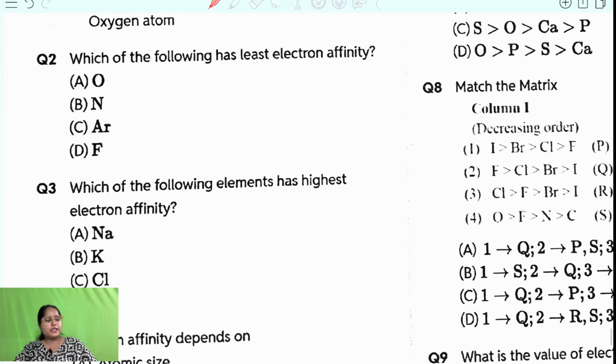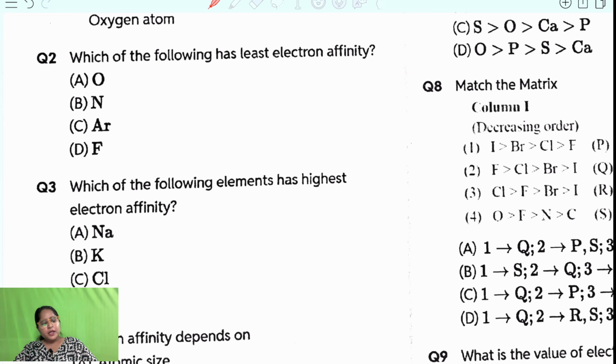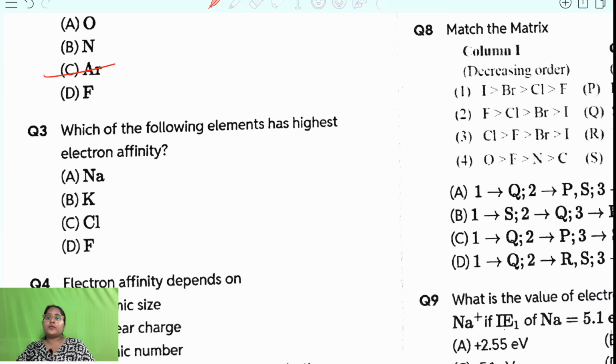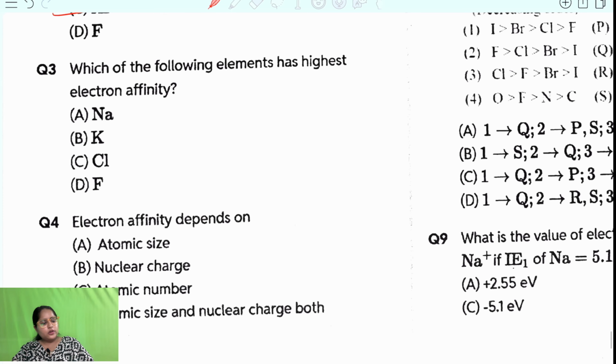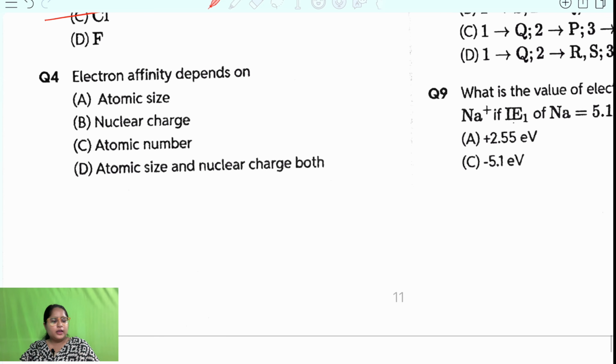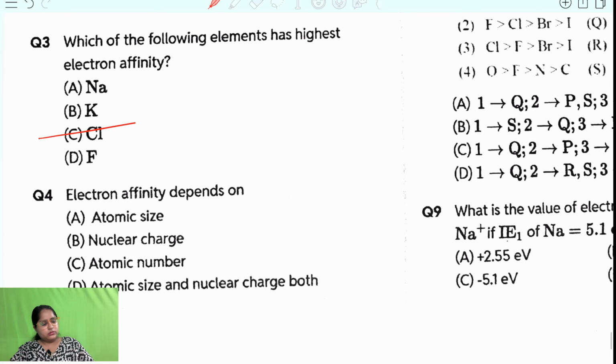Which of the following has least electron affinity? Argon, the noble gas, will have the least electron affinity, and the most is for chlorine. Argon is the only noble gas here, so we have ticked argon. Which of the following elements has the highest electron affinity? Chlorine has the highest. Electron affinity depends on nuclear charge, atomic number, atomic size and nuclear charge both. Fourth, D option.